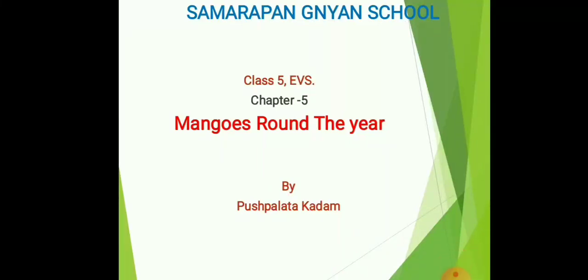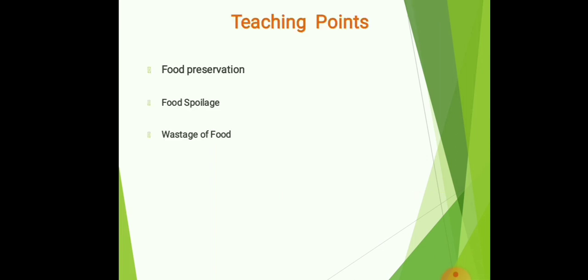Today we will study Class 5, Chapter 4, Mangoes Round the Year. In this chapter, you will learn about food preservation, food spoilage and wastage of food.